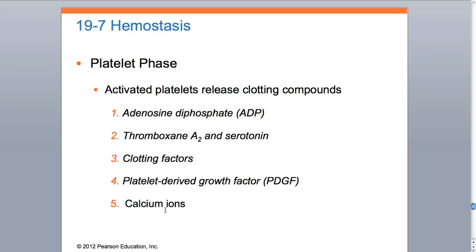Now, number 5, calcium ions, will also play a role in blood clotting, and we'll see that in the next picture. Okay, so that's important from that point of view.